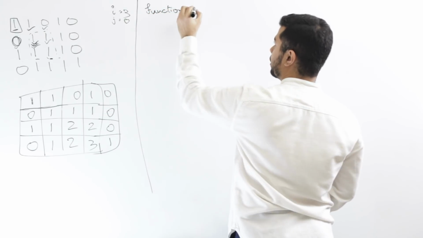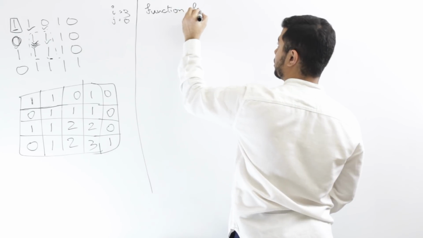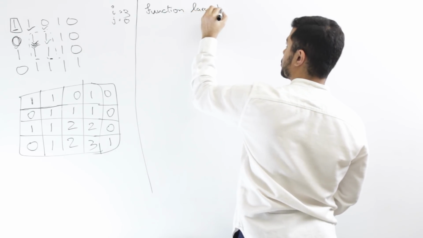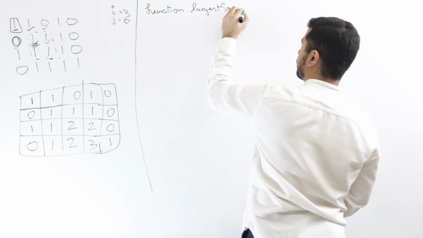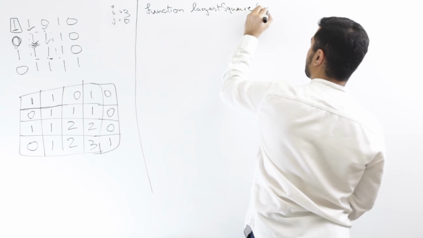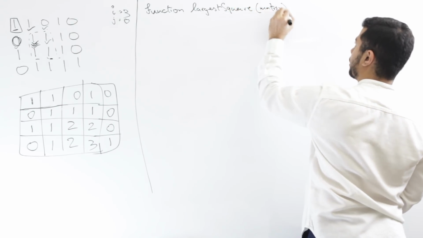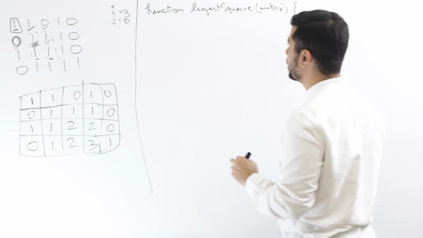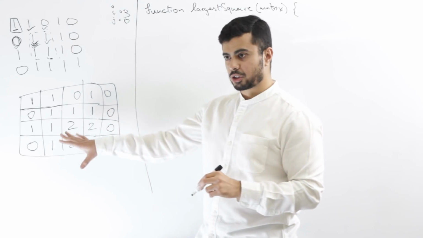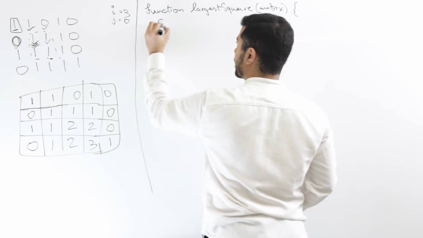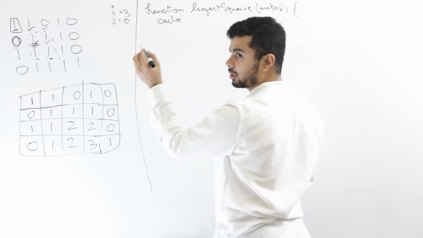And I say the name is largest square. It takes in a matrix. Now the first thing I need to do is form a cache. So let me do that.